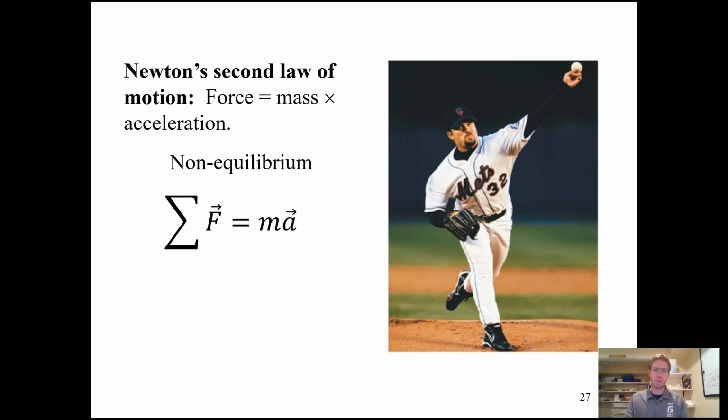So the net force, again, is mass times acceleration, and because it's a vector, we can break it into x and y components. Sum of the forces in the x direction equals mass times acceleration in the x direction, and sum of the forces in the y direction equals the mass multiplied by the acceleration in the y direction.